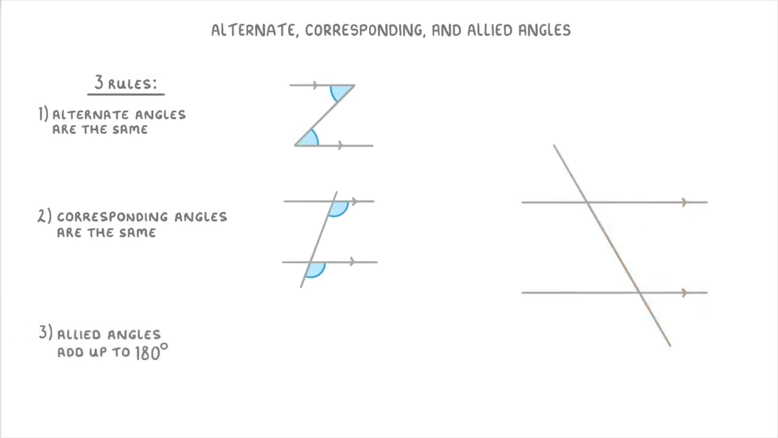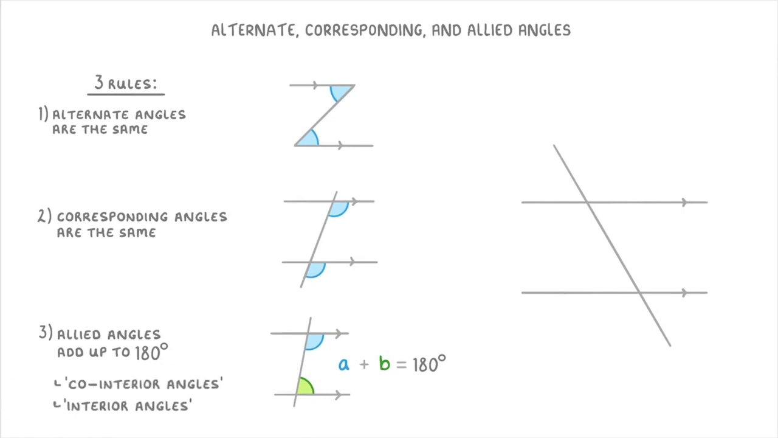The third rule is that allied angles add up to 180 degrees. And allied angles are just the interior angles of a C shape. So in this diagram, these two angles would add together to make 180 degrees. We also sometimes call these co-interior angles, or just interior angles. So just know that allied, co-interior, and interior all mean the same thing here. If we look on our main diagram, we can see one of these C shapes here. So the allied angles would be this 60 degrees and this 120 degrees, which indeed do add together to make 180.